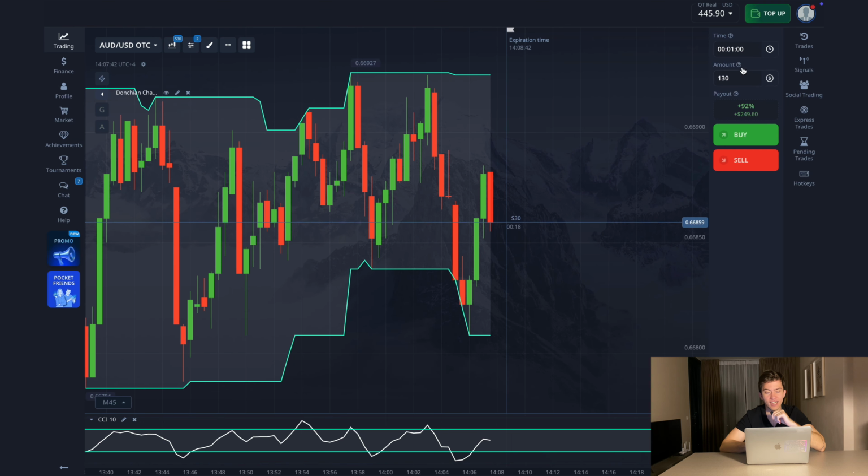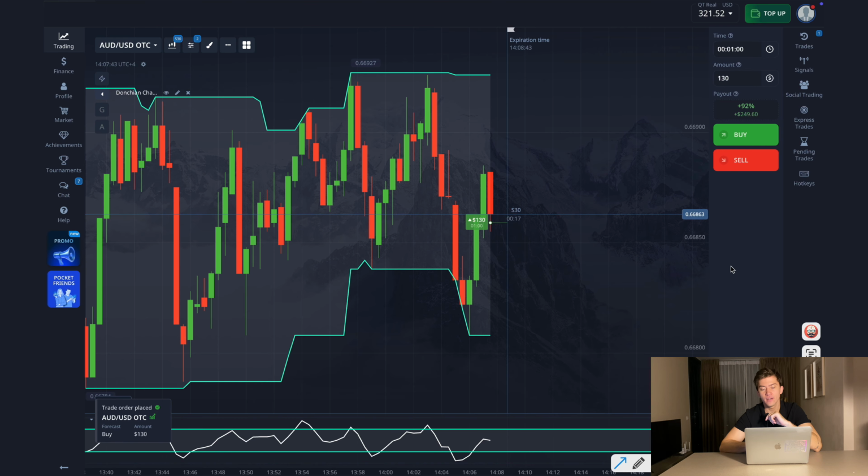Next, a working setup for a decline appears. Expiration is 1 minute and I'm opening a buy trade for $130. I intentionally leave this entry as an example of a losing situation to show that even with indicator signals, the market can behave unpredictably. At this point, the chart is in a sideways range.